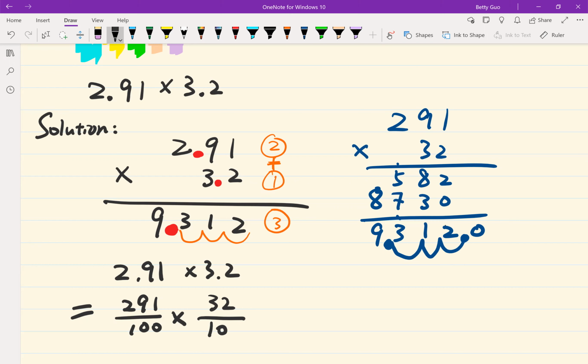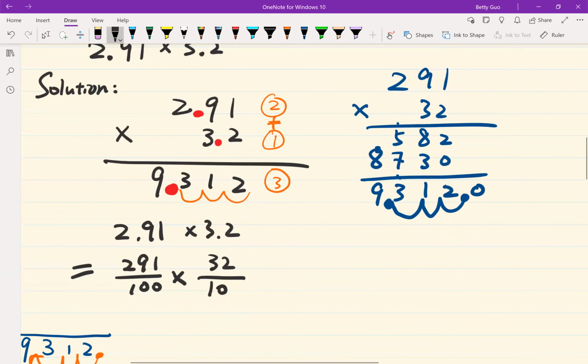You can play with it. You can reverse it. 291 divided by 100, you move the decimal point to the left twice, you have 2.91, right? 32 divided by 10, you move the decimal point to the left one time, so 3.2, right? You can reverse it, double check. So we wrote both decimals as fractions now.